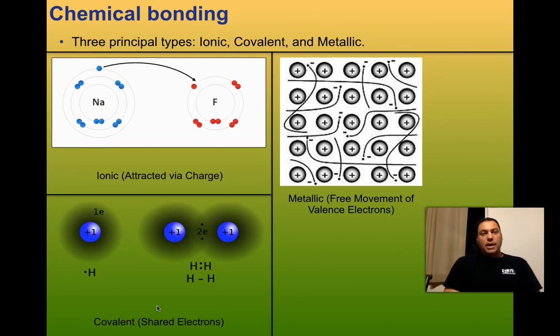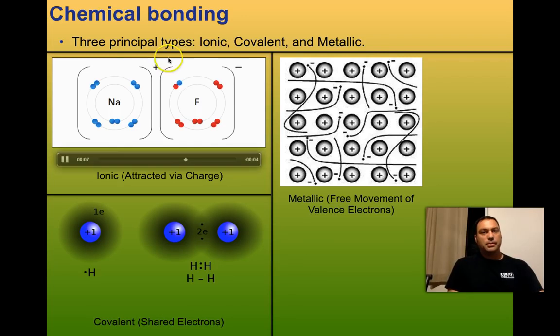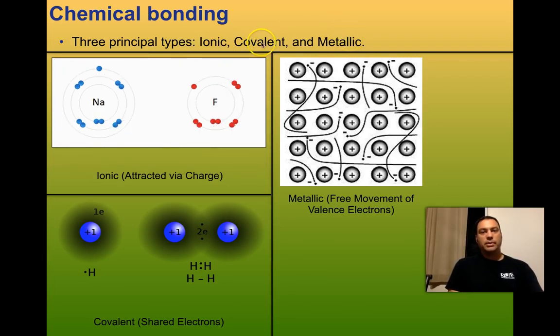So what kind of bonding occurs between elements? Well, it turns out there's three main types. There's the ionic, the covalent, and the metallic. We'll come to covalent here in a minute. This is probably the most important for you to remember.